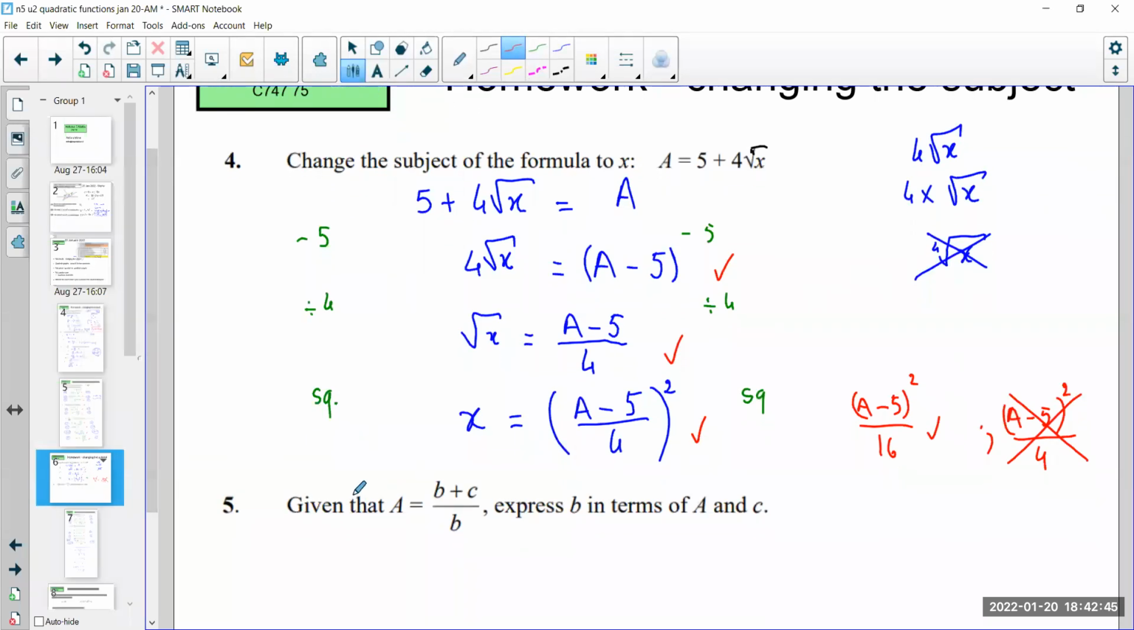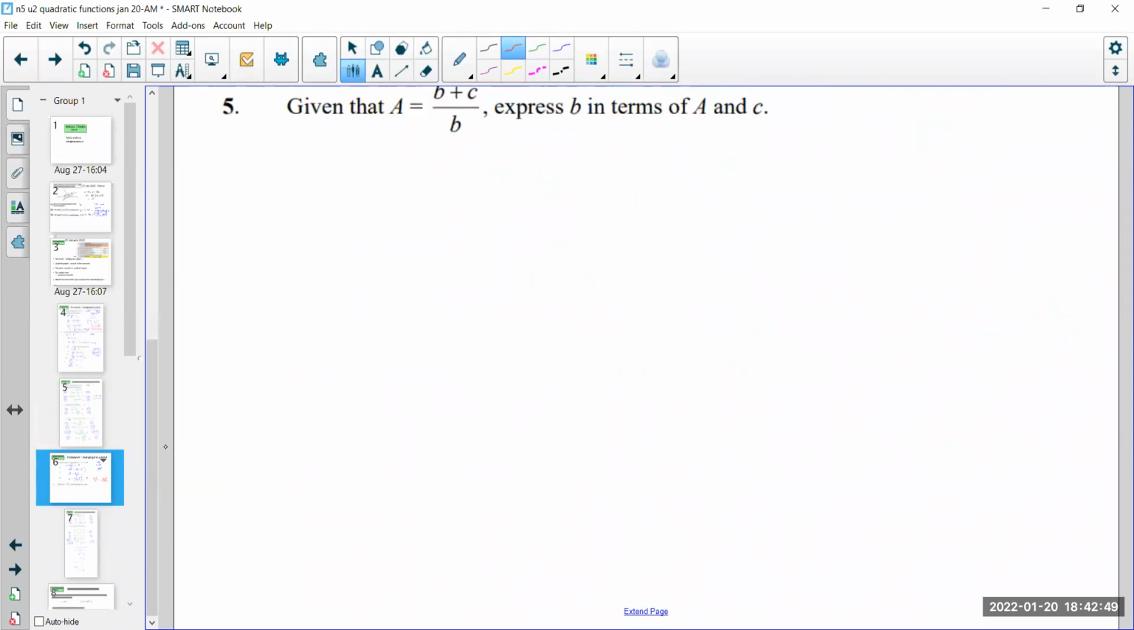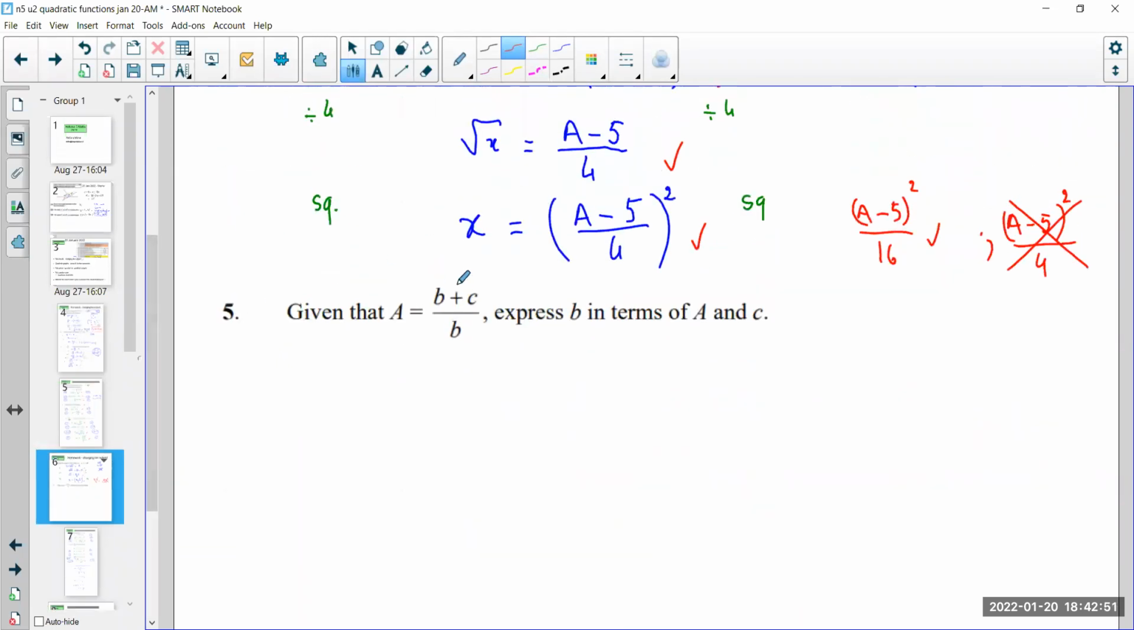I think someone got quite close to finishing number 5, but let's have a look. So the way they would probably put it nowadays is instead of writing it as b plus c over b, the exact same question could be asked as a equals 1 plus c over b.